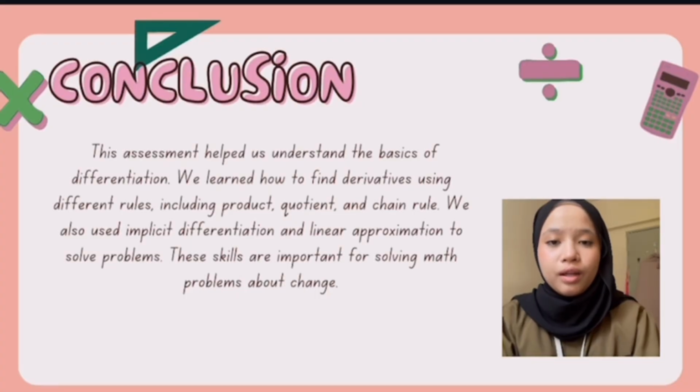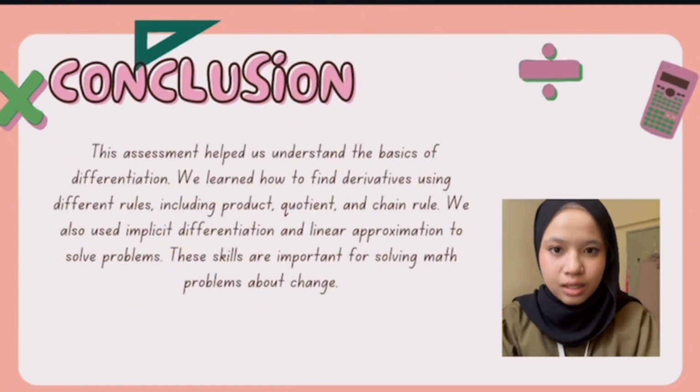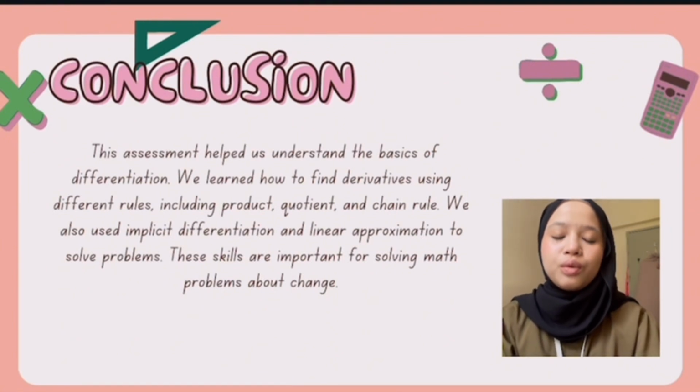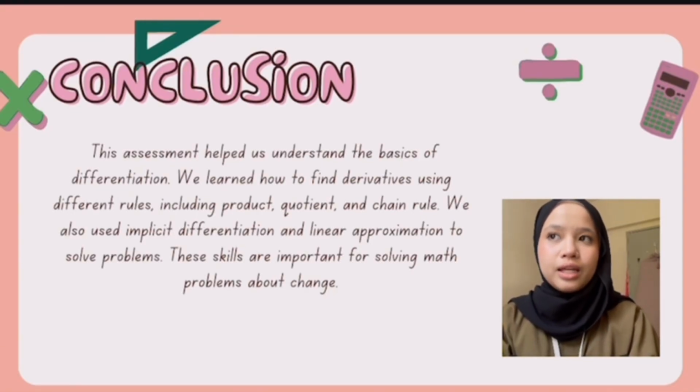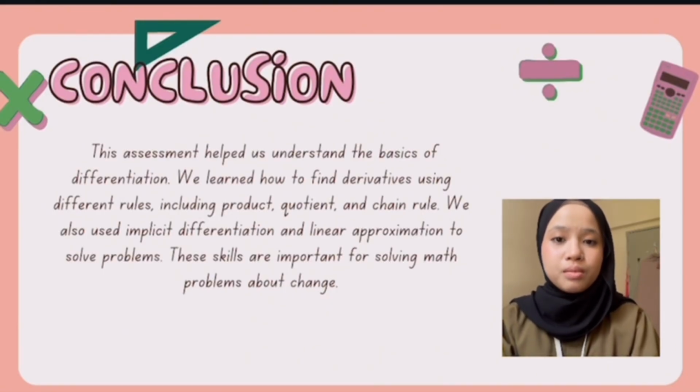After doing all of the assessment, we can conclude that it helps us to understand the basics of differentiation. We learn how to find derivatives using different rules, for example, the quotient rule, product rule, and chain rule. We also use implicit differentiation and linear approximation to solve problems. These skills are important for us to solve math problems about change.